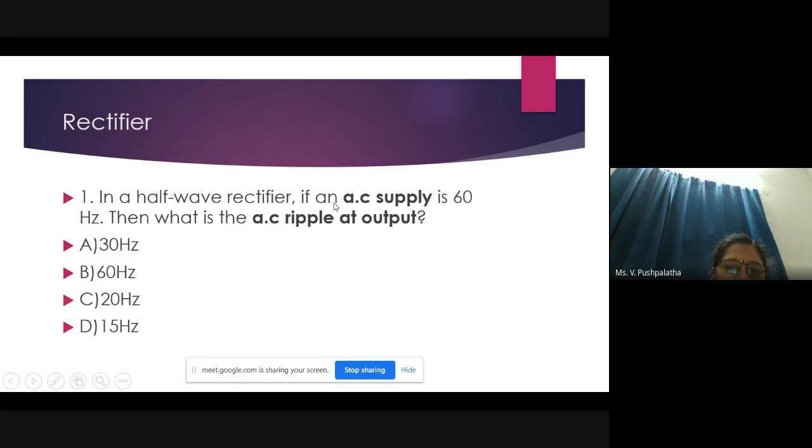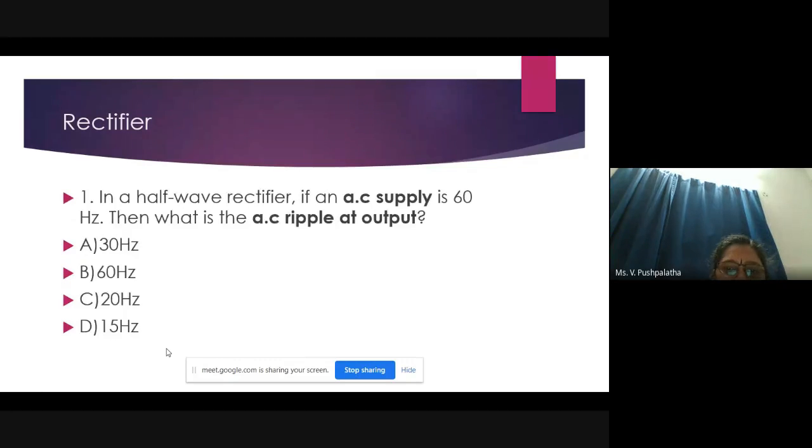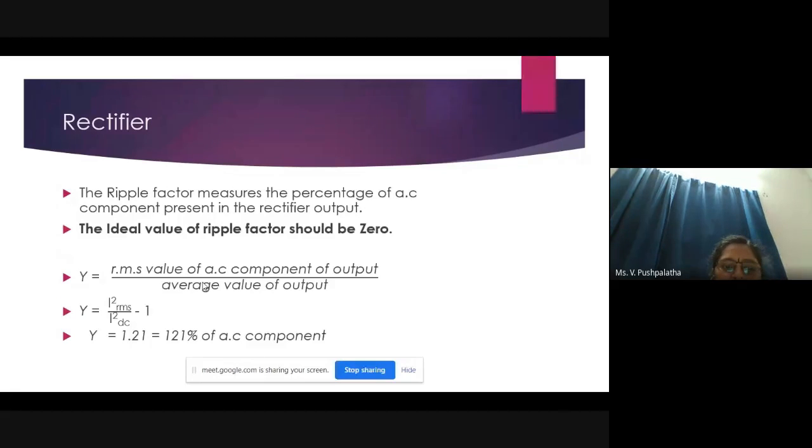What have we supplied? We have supplied an AC supply of 60 Hertz. Then what is the AC ripple at the output? The output is also 60 Hertz because we got the ripple component as 121 percentage. That is, 100 percentage of the input is present at the output. So what is the input you had given? 60 Hertz. So the output is also 60 Hertz. That is why the half wave rectifier is not used for any practical purposes. Understand? Right.